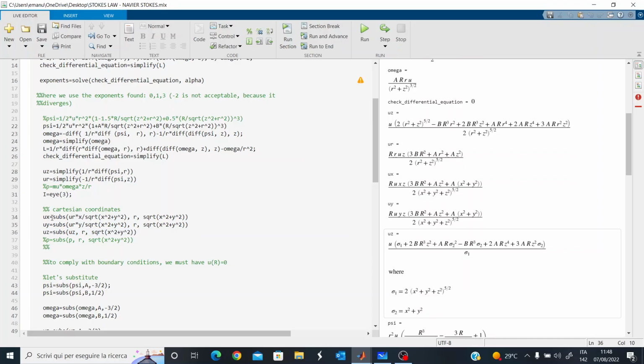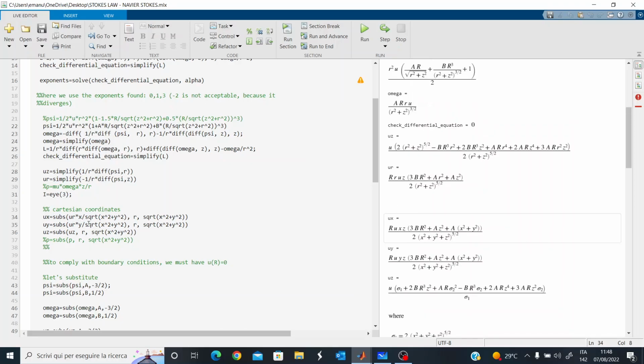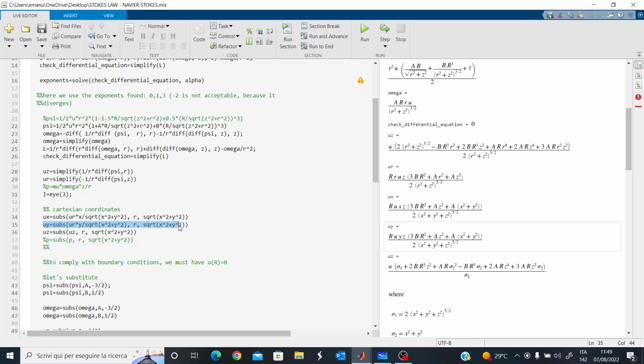So for example, ux is simply ur times x divided by the square root of x squared plus y squared. And this function subs will simply substitute in place of r this expression, square root of x squared plus y squared, because r is simply equal to the square root of x squared plus y squared. It is the radial distance perpendicular to the z-axis. Similarly, we have uy, and you can use the formulas that we derived in the previous lecture for ux and uy. They will depend on ur and u theta, but u theta is equal to 0. So this is what you get.